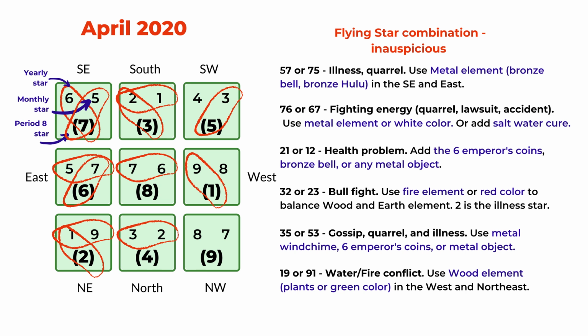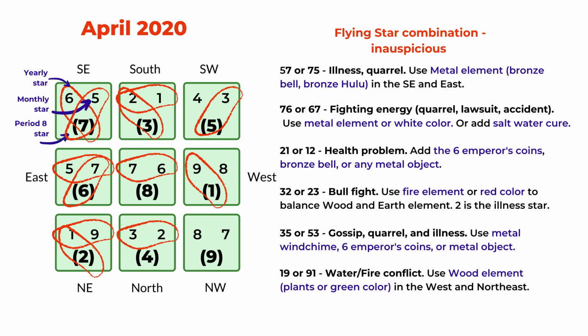And the next one is the east. There's a 6-7 combination. That's the same as the center and southeast. So again, that's the fighting energy. Use metal element, white color, or salt water cure.